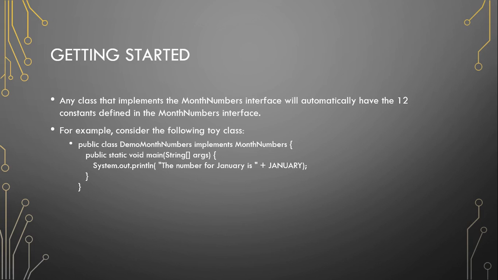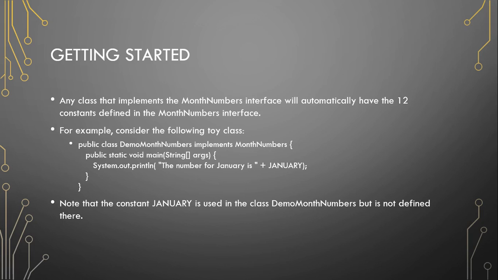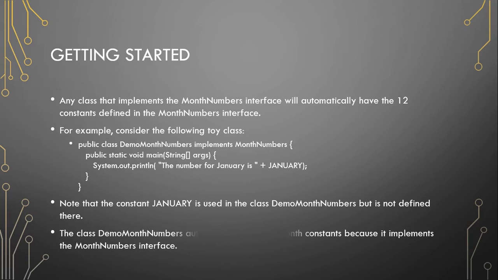We have public class DemoMonthNumbers implements MonthNumbers, public static void main(String[] args), System.out.println("The number for January is " + JANUARY). Notice I didn't have to define JANUARY in my program because it's part of that interface. As I mentioned, it's used in the class but not defined there. So the class automatically gets the month constants because it implements the MonthNumbers interface. This is the whole strength of interfaces: they're like a template that you can use.